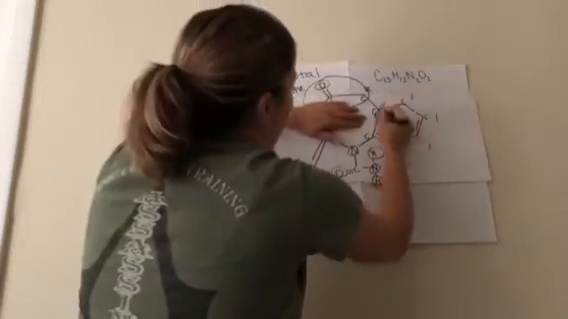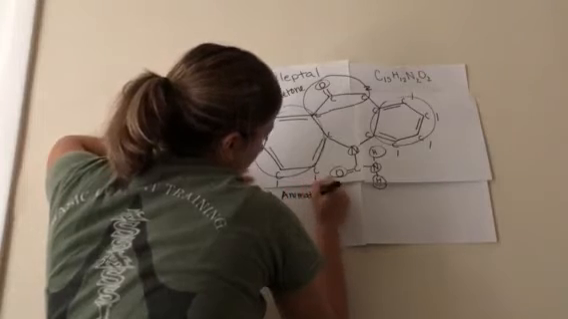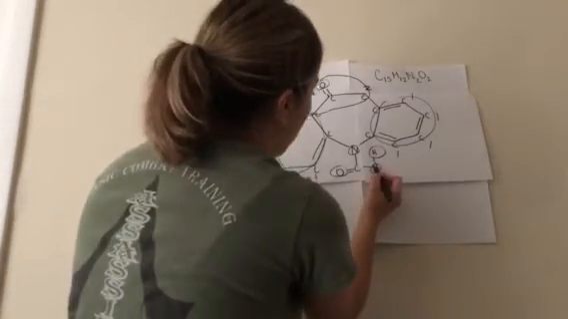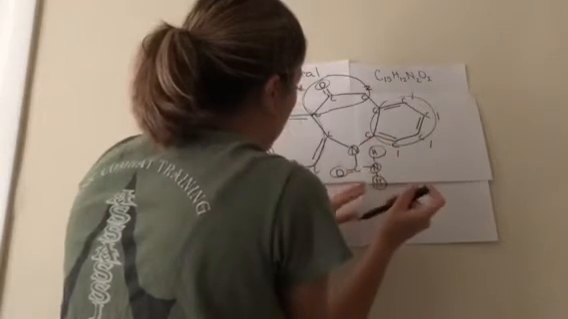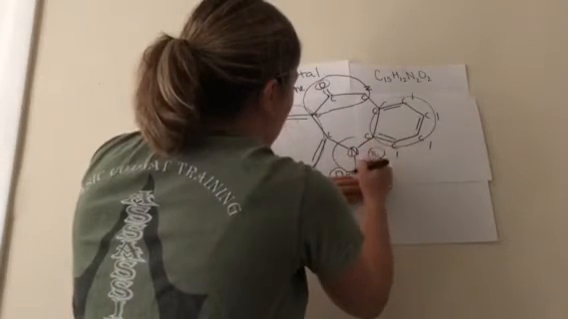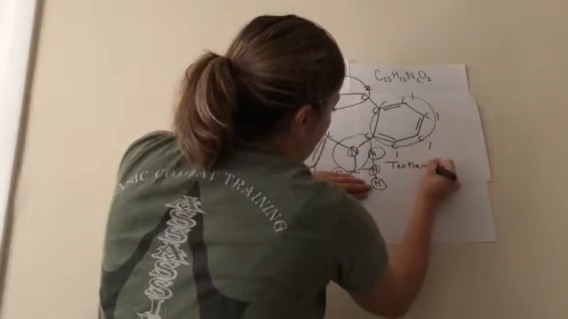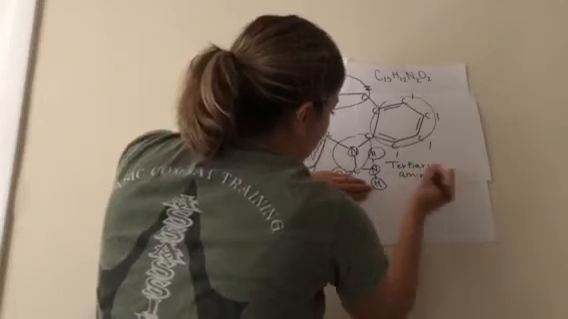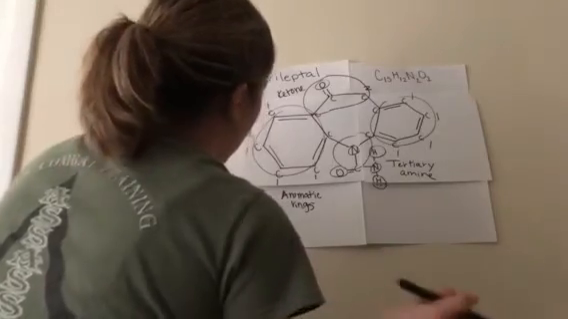I also see that we have a couple aromatic rings. And then I also saw that we have this nitrogen connected to the carbons. So I would say, well, this one right here is connected to 3, so this is definitely a tertiary amine. Okay, and then that looks like that's about it.